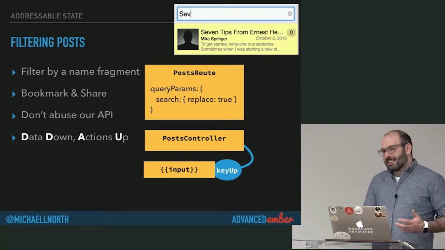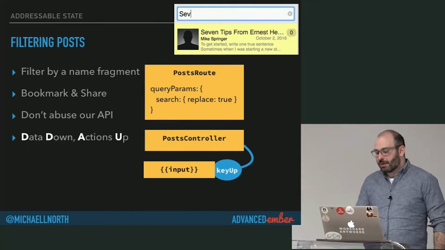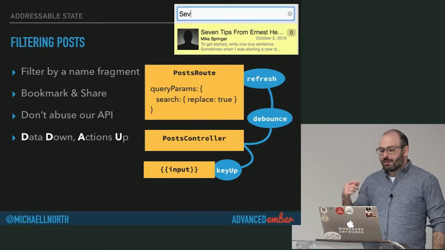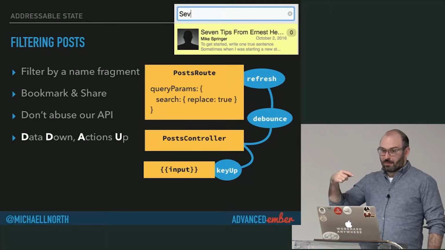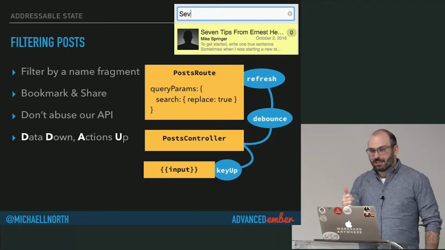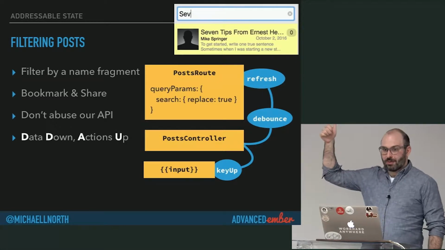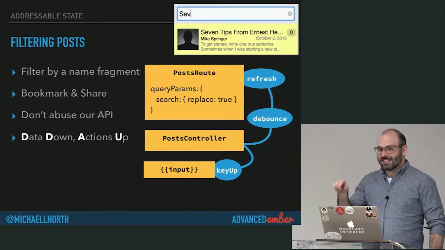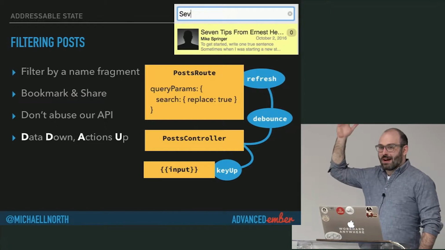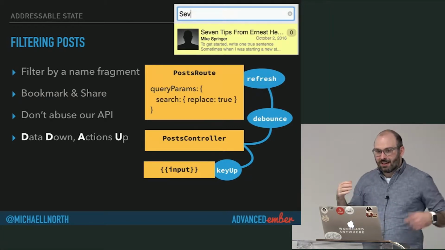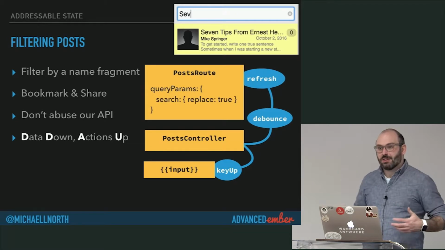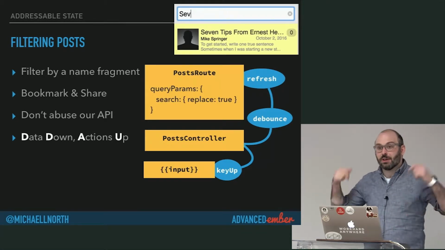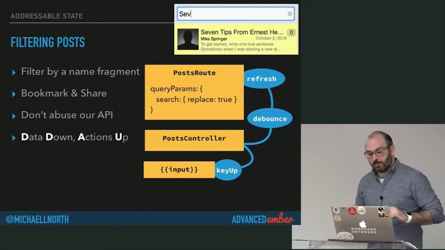You probably want to attach to the key up event of the input, and then you're going to want to, in your controller, debounce. You're going to debounce something, and that something is bubbling an event up to your router. So you can use this.send to send an action that your router is going to catch, and in your router's action, you will call refresh, which explicitly reloads the model when you tell it to.